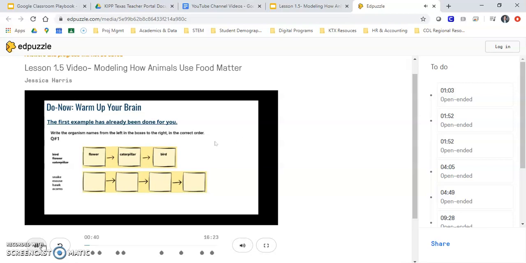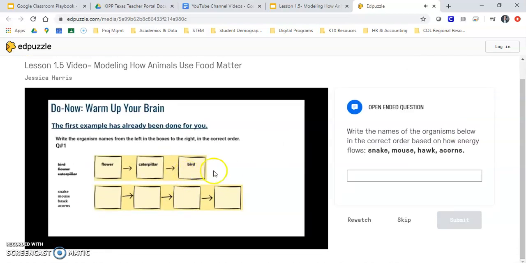So for example, here I have the flower, the caterpillar, and the bird, because energy flows from the flower to the caterpillar when the caterpillar eats the flower, and energy flows from the caterpillar to the bird when the bird eats the caterpillar. You're going to pause the video here to do this next example, and I will reveal the correct answer.